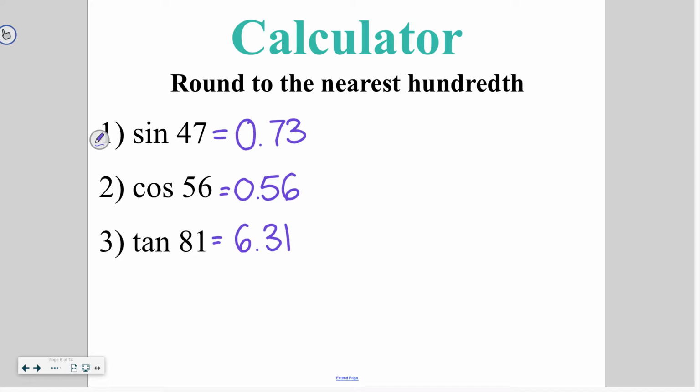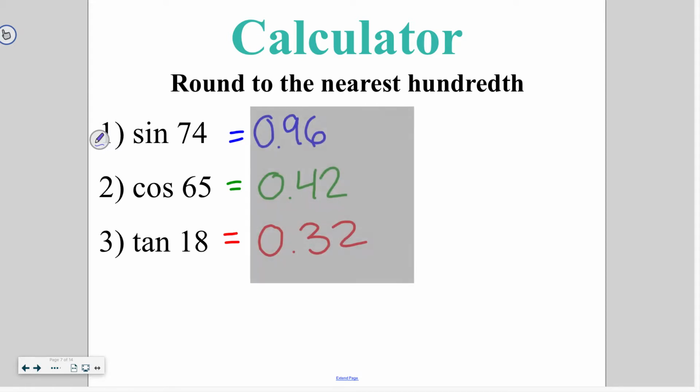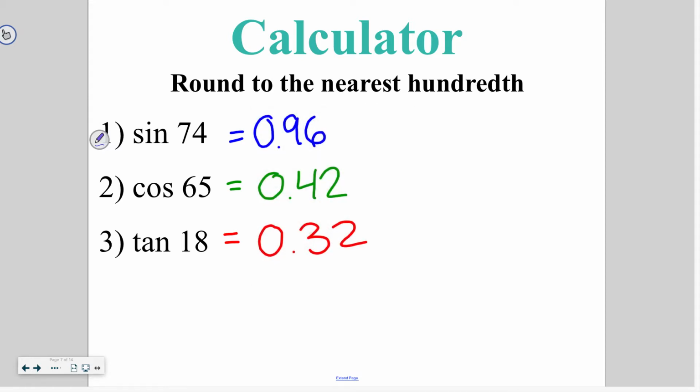If you go into Google and type calculator into Google, it will pull up a calculator that has the sine, cosine, and tangent options available to you. So you can still work on this at home even if you do not have one of the calculators from class. Go ahead and try these 3 on your own. We end up with 0.96, 0.42, and 0.32.